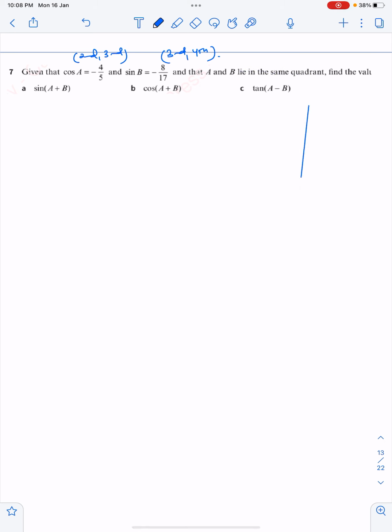So I'm making that diagram in the third quadrant first of all. Cos of A is adjacent upon hypotenuse, so obviously it's going to be negative, and sine of B is negative. This is for A. The second diagram which I am going to make is for B.